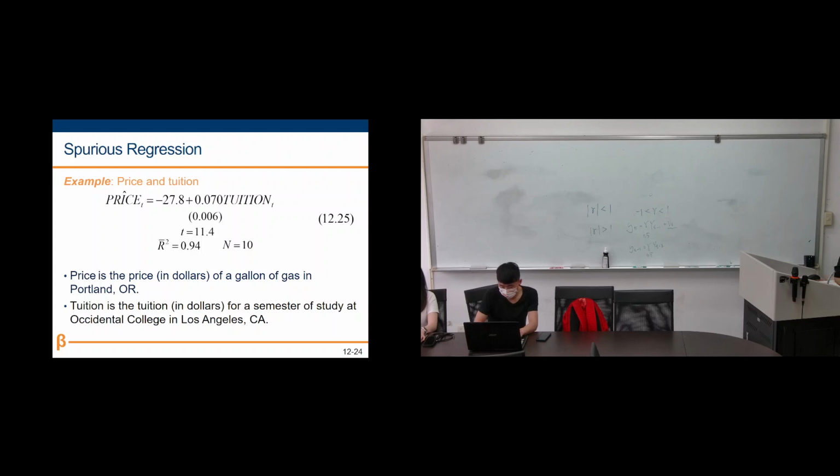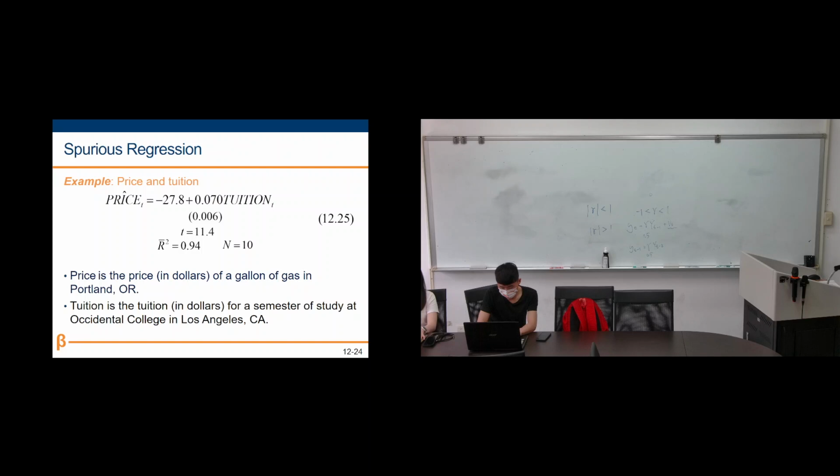So there's an example. Look at the example. The Y variable is the price, and the X variable is tuition. Price in dollars of a gallon of gasoline. So price is the price of a gallon of gas in Portland, somewhere in the United States.